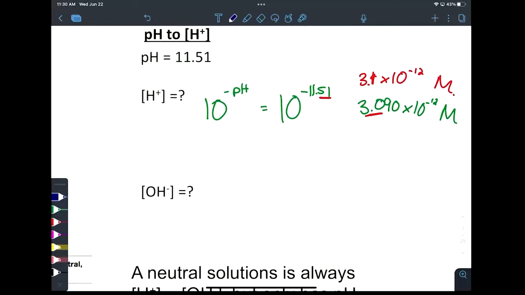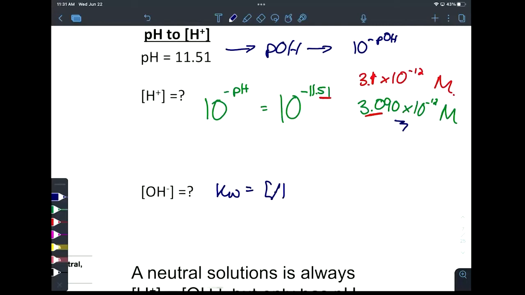So there's a couple ways you can do this. You can convert pH to pOH and then just do the 10 to the negative pOH. Or you can take this number we just got and use the Kw expression. H plus, OH minus. We know this, we know that. Just solve for OH minus.